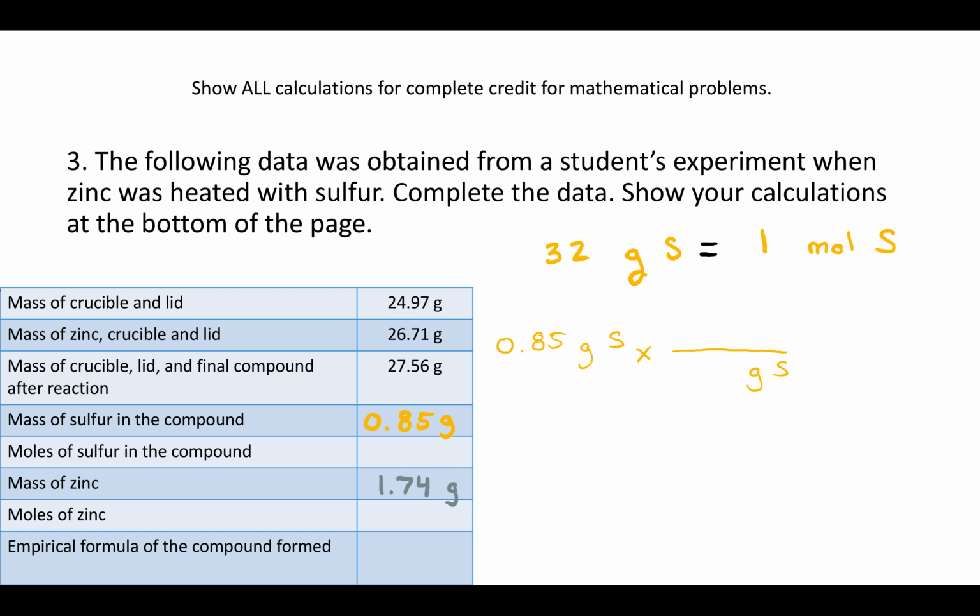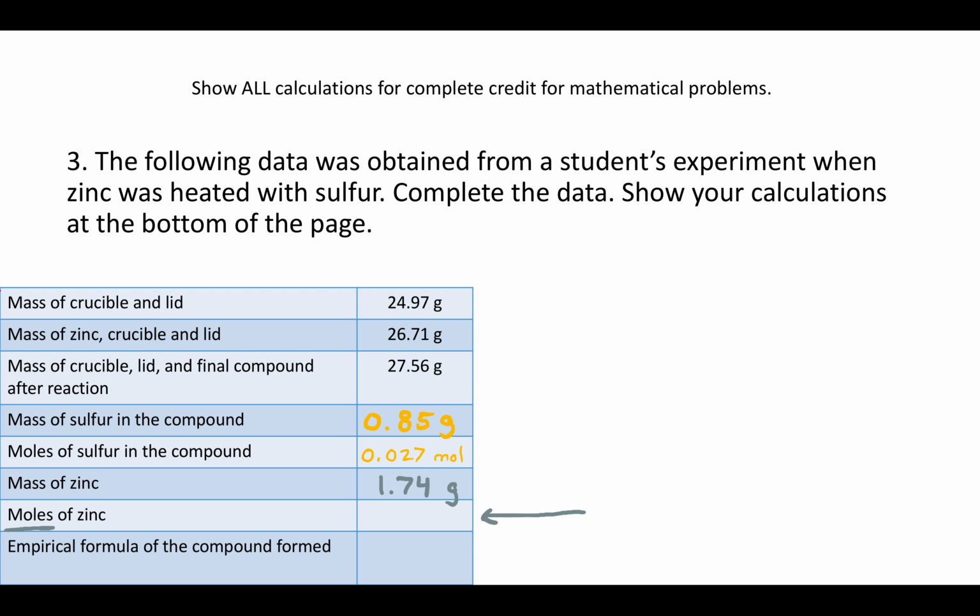And then we fill that fraction in with the conversion factor. So 32 goes next to grams of sulfur. 1 mole of sulfur goes on top. Grams of sulfur cancels out, and we're left with 0.027 moles of sulfur. And you just write that in the table.